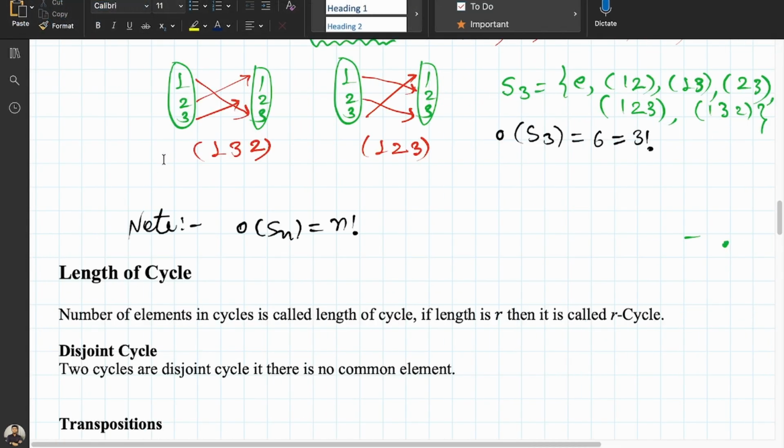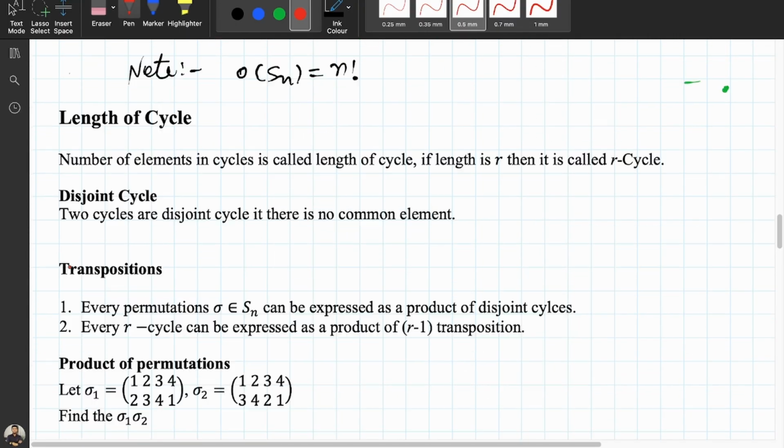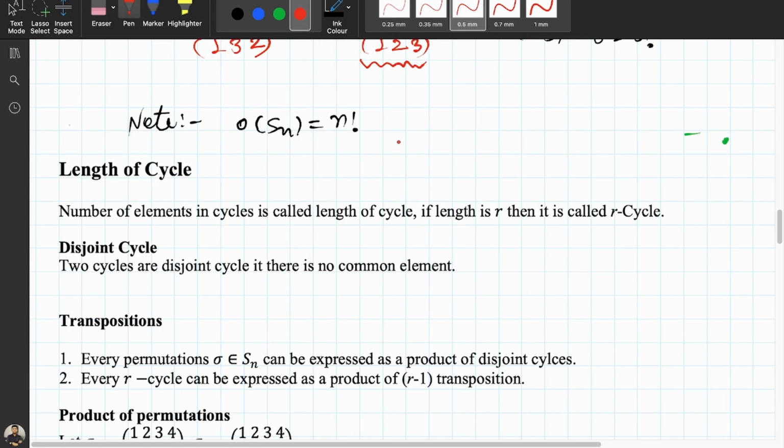Next we have the length of a cycle. What do you mean by length of cycle? These are the formation of sets. Next we'll see properties. The first property is length of cycle. How can we find it? A cycle means that if you have a permutation, we can write it in the form of a cycle. How many elements are there in one cycle? That is known as the length of the cycle. The number of elements in a cycle is called the length of the cycle.